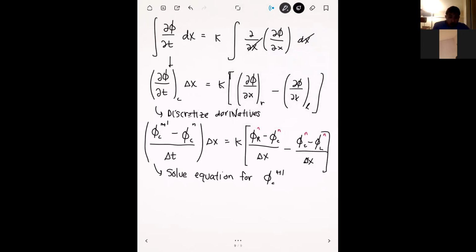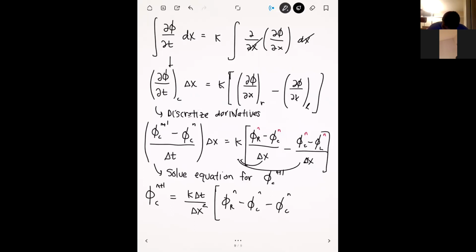If we do that, let me divide both sides by delta x, and then multiply both sides by delta t. Then I'm going to add phi sub c onto both sides. So it's going to be phi sub c at n plus 1 equal to k delta t divided by delta x, which is the coefficient out in front. In fact, let me pull out an additional delta x, because that's a common denominator for everything there. On the inside here, what we have is phi sub r at n minus phi sub c at n minus phi sub c at n plus phi sub l at n.